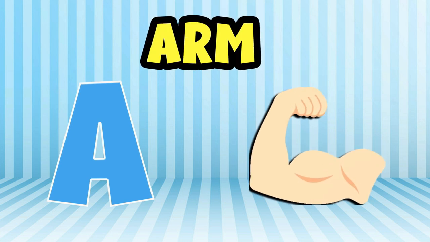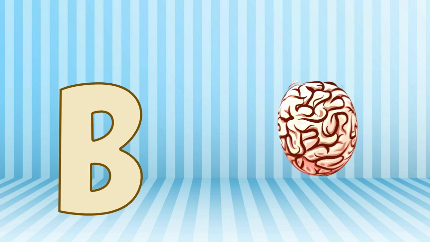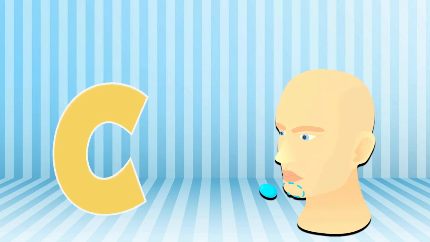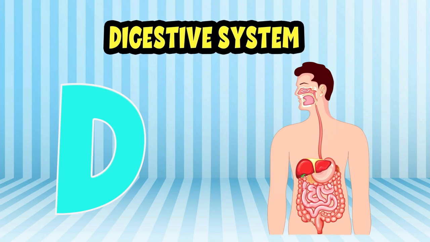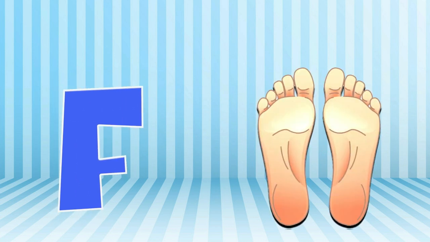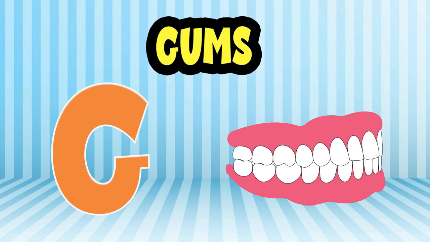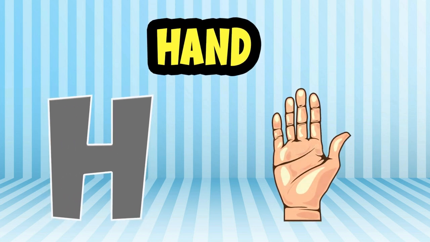A, arm. B, brain. C, chin. D, digestive system. E, ear. F, feet. G, gums. H, hand. I, index finger.